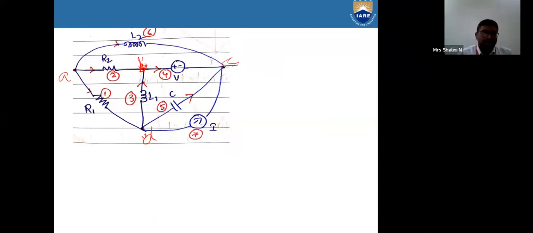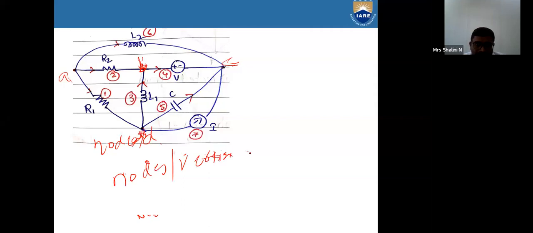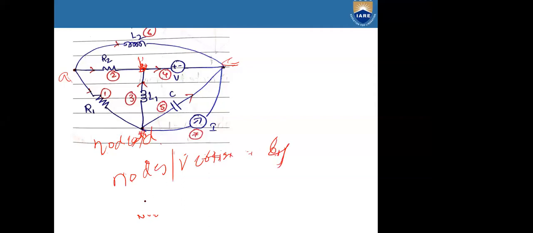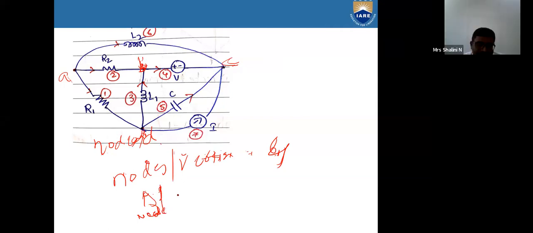Okay, once again I am repeating. Nodes and vertices are nothing but the same. How many nodes will be there here? It will be 4. And branches and edges will be 6. Node pairs will be 6.